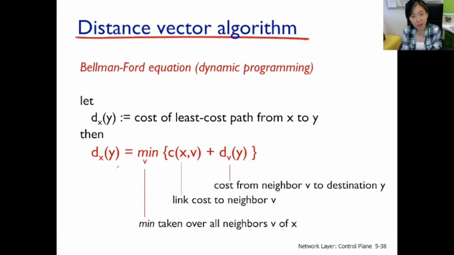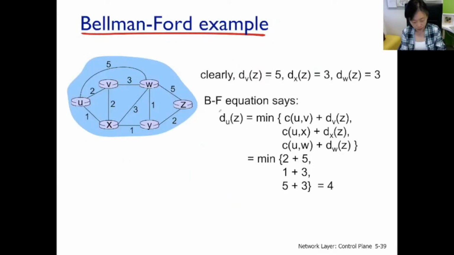So by doing this calculation, we discover the shortest path. We discover the minimum cost. This equation is better known as the Bellman-Ford equation, because this algorithm implemented in distance vector routing was devised by these two great guys. Let's try to exercise the Bellman-Ford equation using an example.